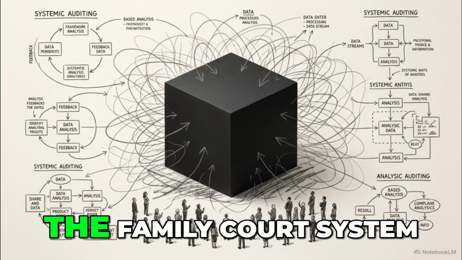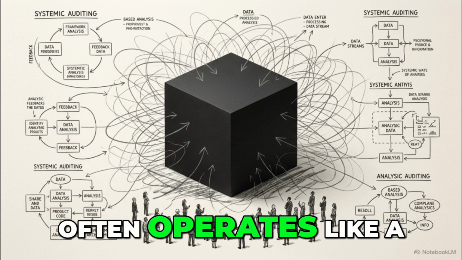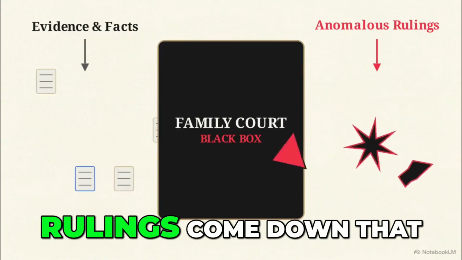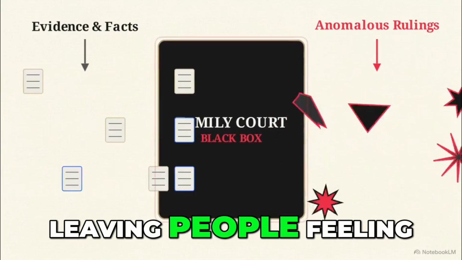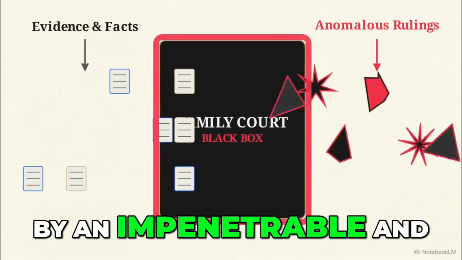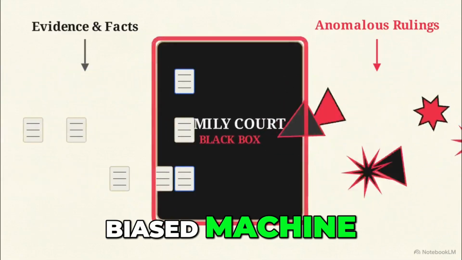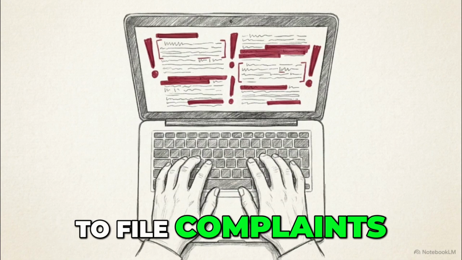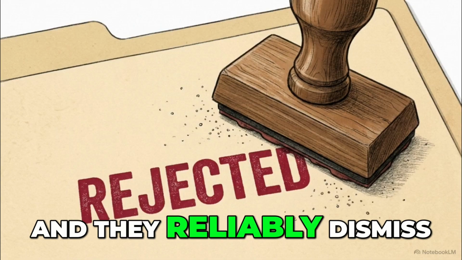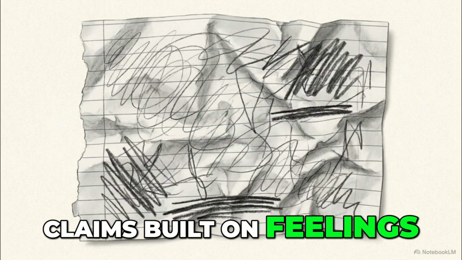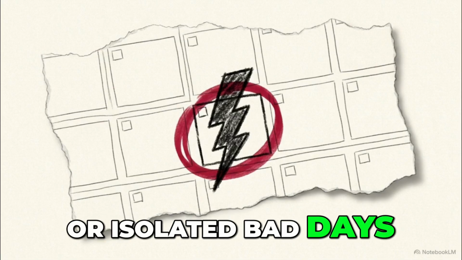To a litigant, the family court system often operates like a black box. Rulings come down that seem entirely disconnected from the facts, leaving people feeling victimized by an impenetrable and biased machine. The natural response is to file complaints alleging corruption, but oversight boards are overwhelmed, and they reliably dismiss claims built on feelings, labels, or isolated bad days in court.